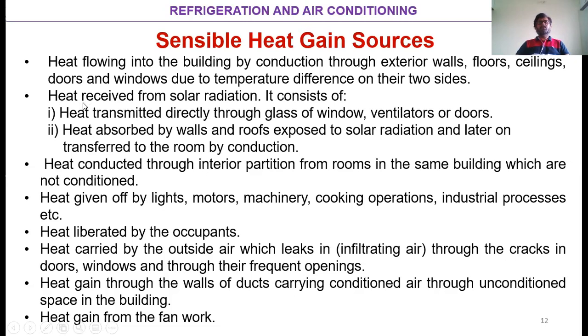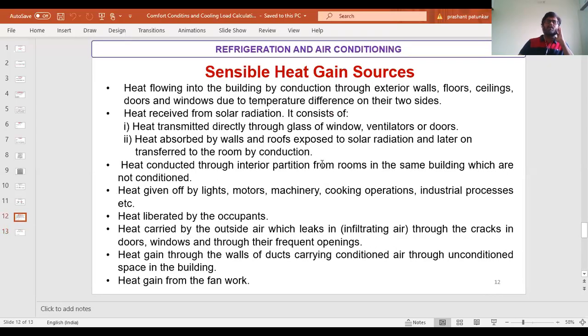The other parameter is the heat which is received from solar radiation. And normally the heat received from solar radiation varies throughout the day, isn't it? It doesn't remain constant throughout the day. So there is heat which is transmitted directly through the glass of the windows, ventilators, and the doors. If you have windows made of glass, some ventilators, and doors made of glass, definitely the solar radiation will be directly impinging onto this glass and will be directly admitted into the space that is to be conditioned.